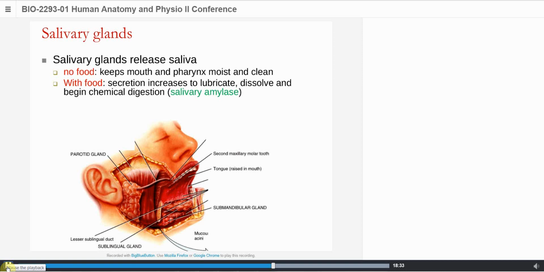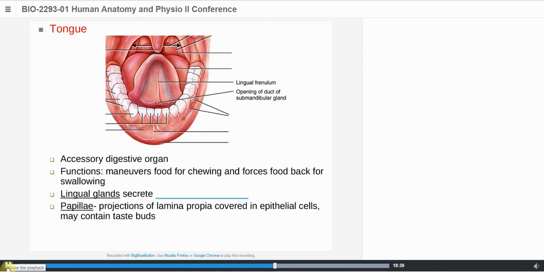You actually prepare your body for digestion before the food even hits when you think or see or smell food. Okay, tongue, not much mystery about what it does. It helps to maneuver the food. It lifts up to push the bolus of food back to begin deglutition or swallowing.